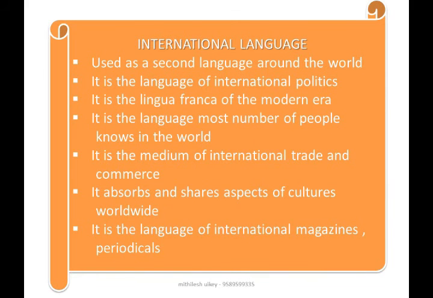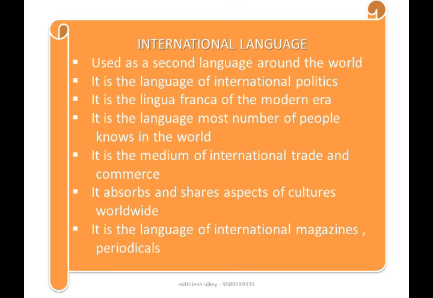International language. Yes, English is an international language. It is used as a second language around the world. Yes, this is a very important point. English is used as a second language around the world. It is the language of international politics. Yes, note down this point.